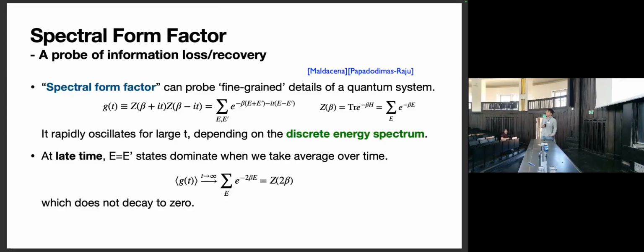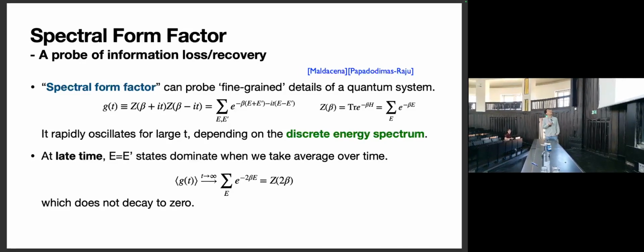So, switching gears, let me just remind you of something. Maldacena, Papadodimas, and Raju have proposed to consider this function called the spectral form factor to probe a version of the information loss problem. It is defined roughly as the complexified partition function squared of this form. And you see that there's a t, so there's a time t.